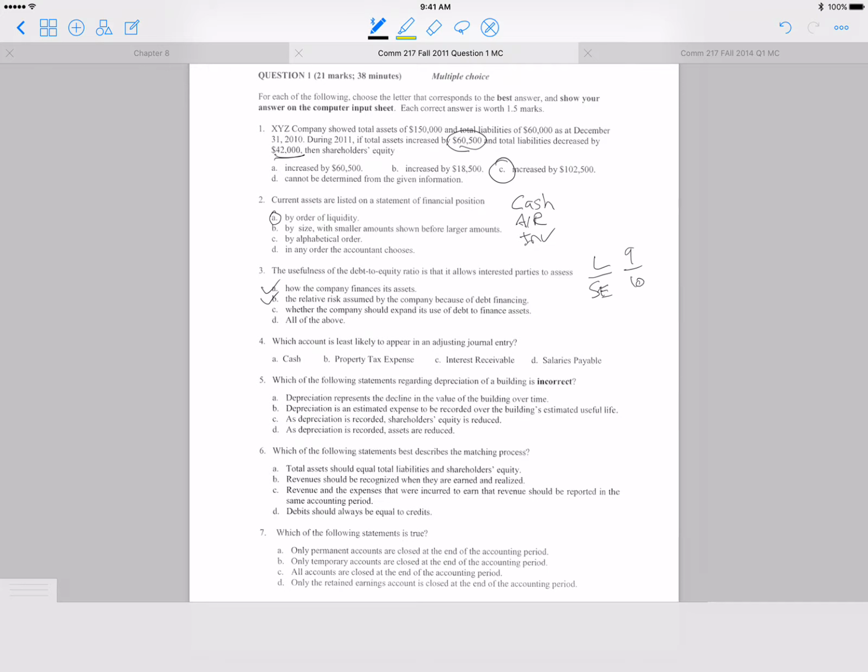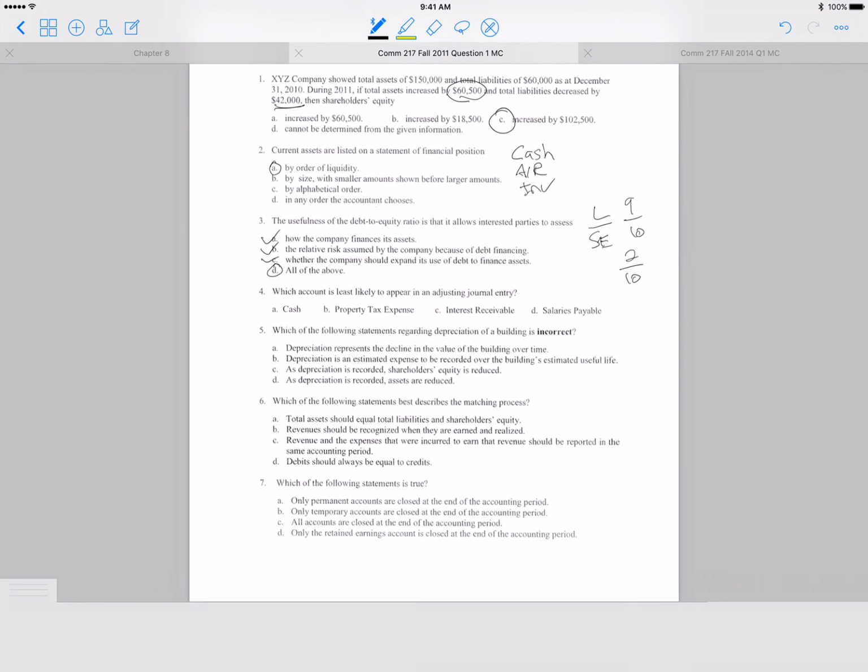And then C is whether the company should expand its use of debt to finance assets. So like we said, a too-high ratio is bad, but let's say if you had $2 of financing your assets and you still had 10 of shareholders' equity, this is also bad because if you have a good amount of equity to finance, you should, because that would help grow the company. And if you're not financing your assets, then you're not really making good use of your extra equity. So that is true also. So the answer for 3 would be D.